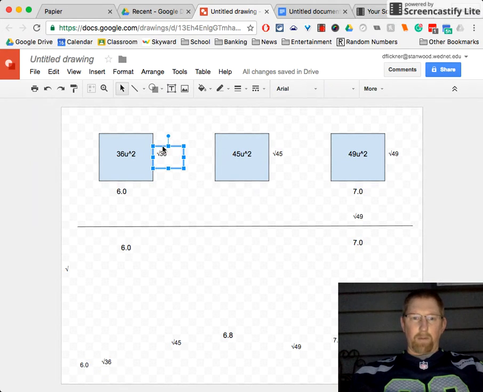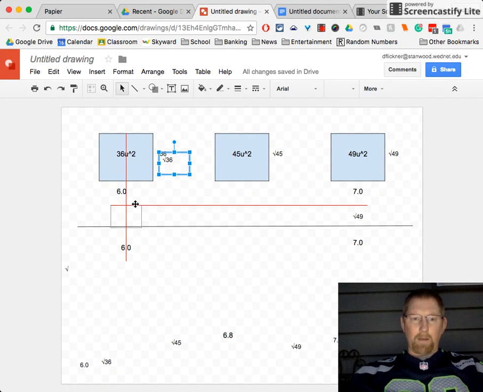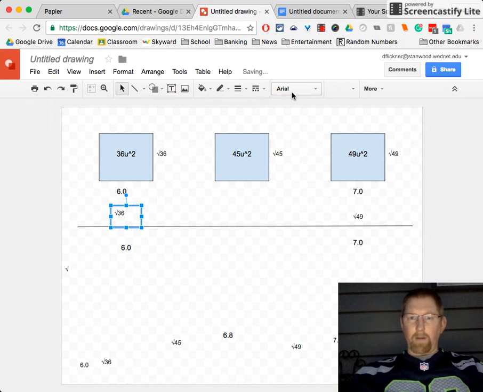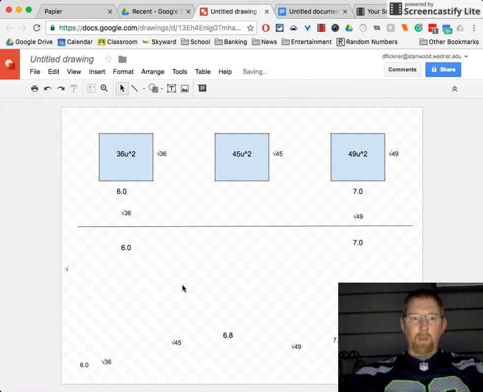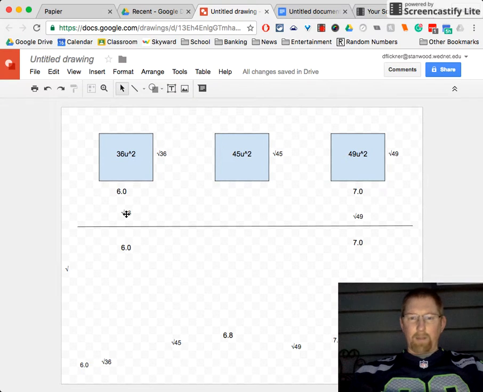So we could take this number root 36, and we could do the same thing. We could put this guy on a number line over here. Let me see if I can center that for us in here. So this number 6 is exactly root 36, and the number 7 is exactly root 49.